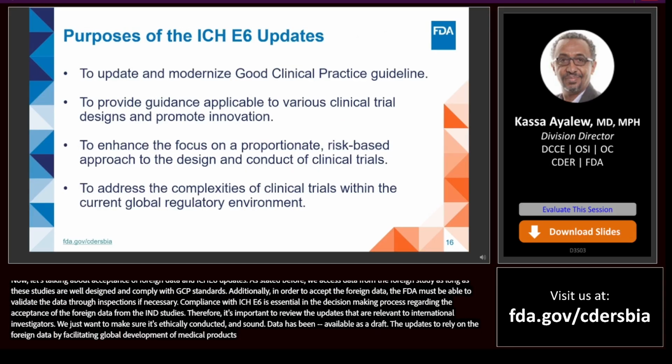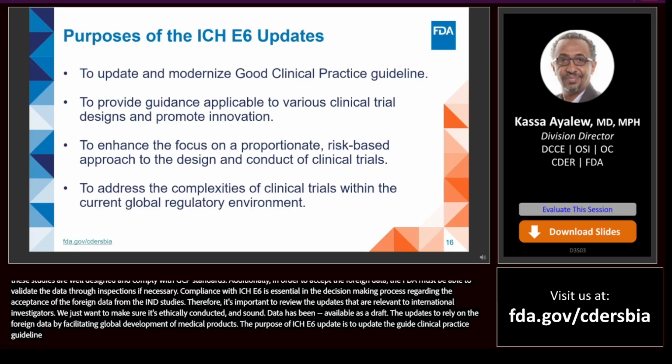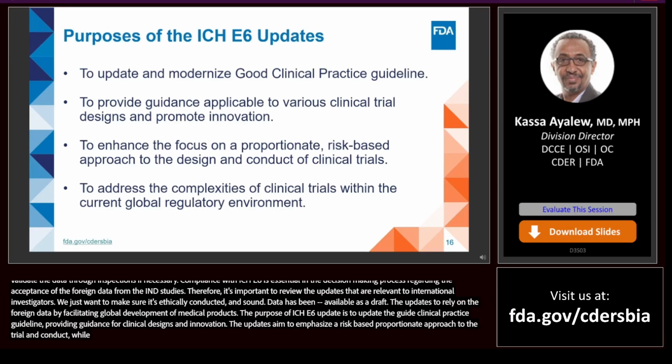The purpose of ICH E6 updates is to modernize and update the Good Clinical Practice guideline, providing guidance for various clinical trial designs and promoting innovation. The updates aim to emphasize a risk-based, proportionate approach to trial design and conduct, while also addressing the complexity of clinical trials in the current global regulatory landscape.